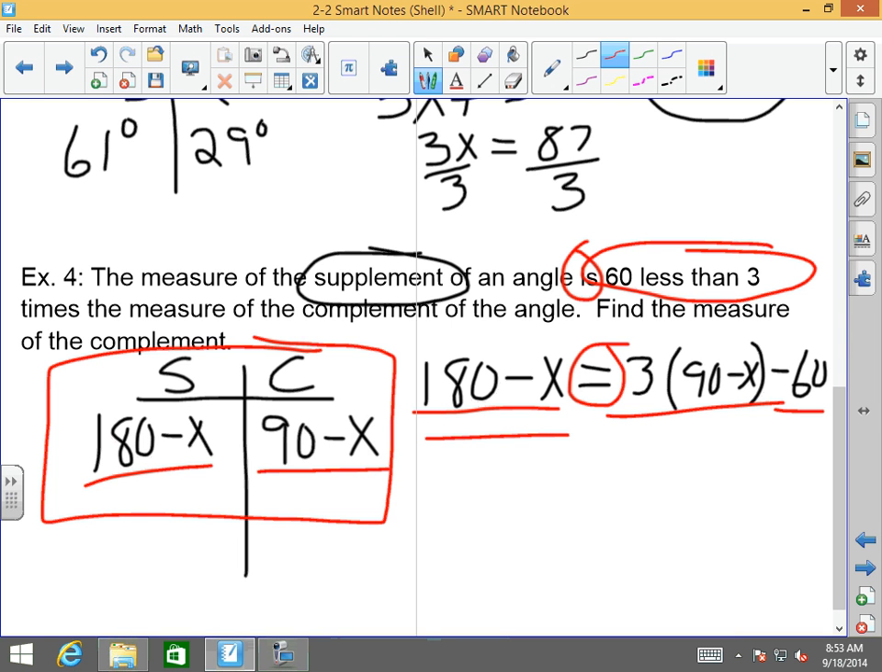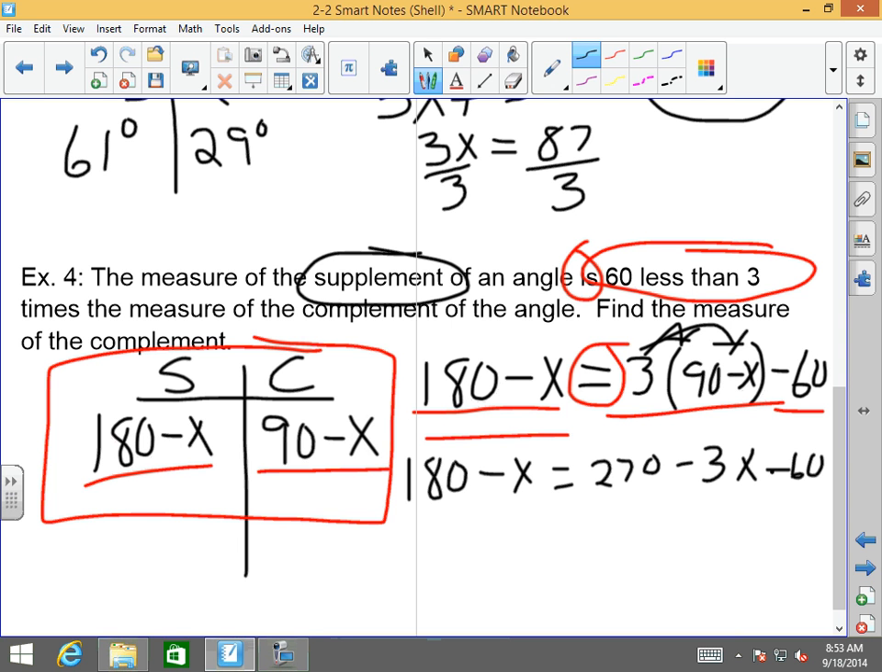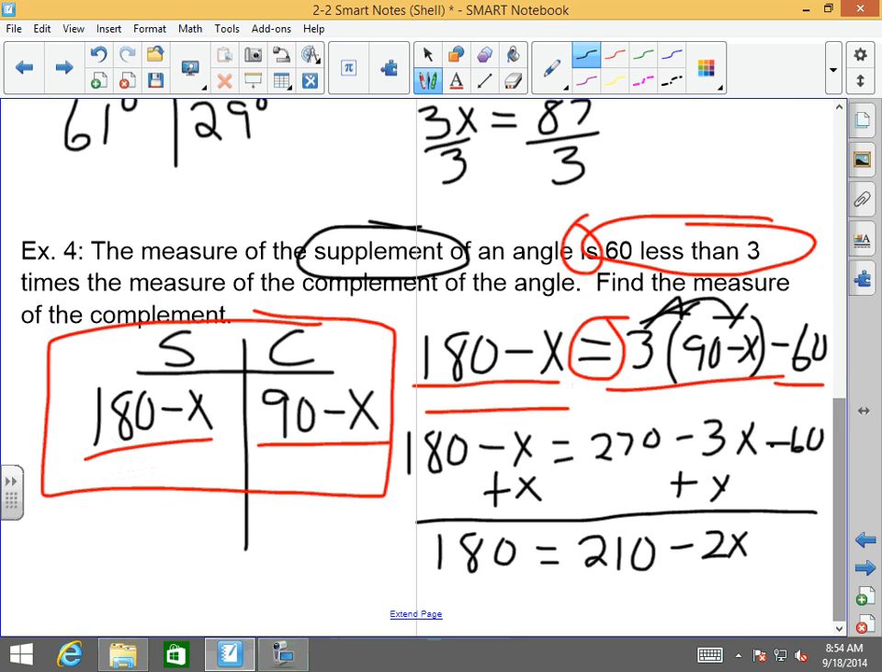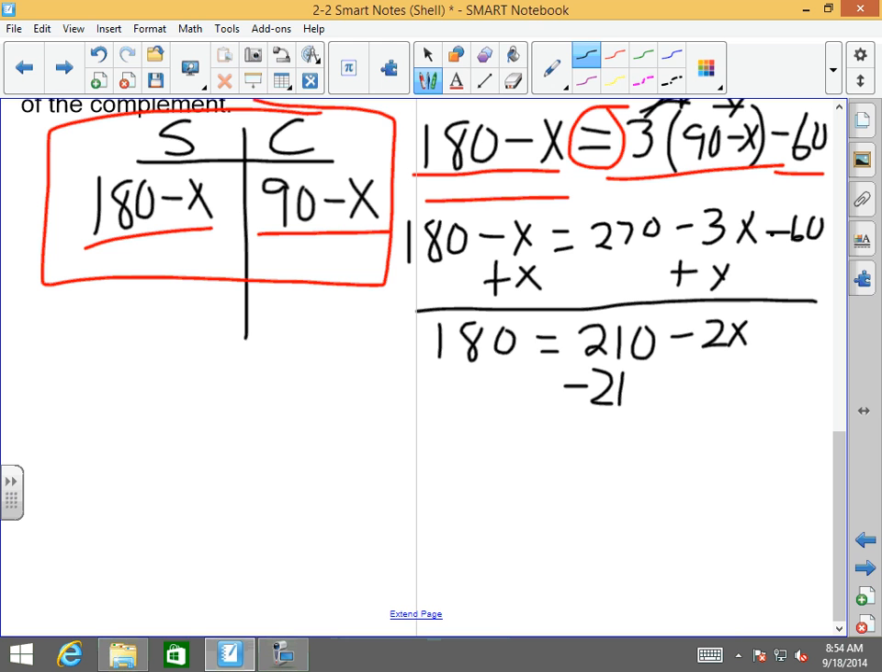All right, let's do this then, gentlemen. Let's solve this sucker. So I've got 180 minus x equals 3 times 90 is 270. Please remember you have to distribute, my brothers. Minus 3x minus 60. So I'm going to add x to both sides and combine like terms. So I've got 180 equals 270 minus 60 is 210 minus 2x. Then I subtract 210 from both sides, gentlemen.